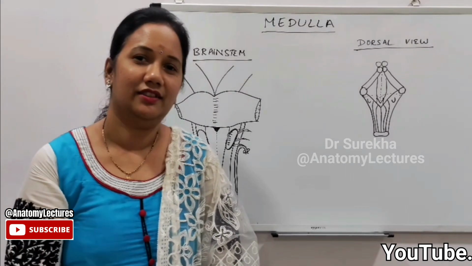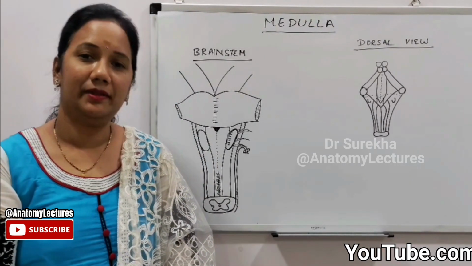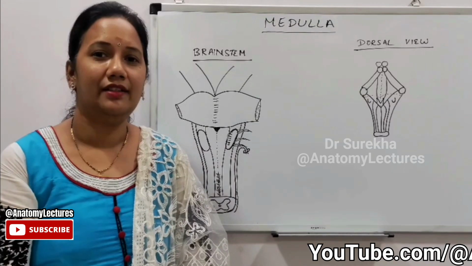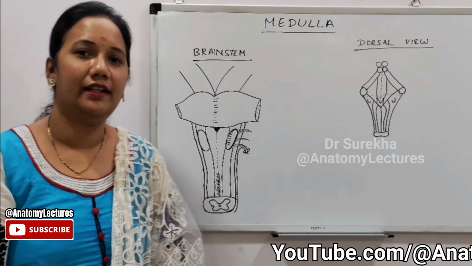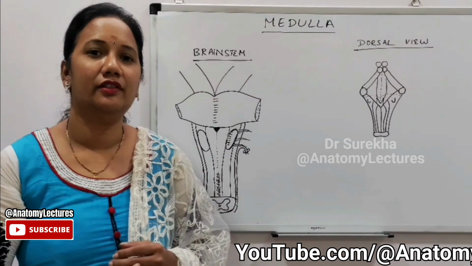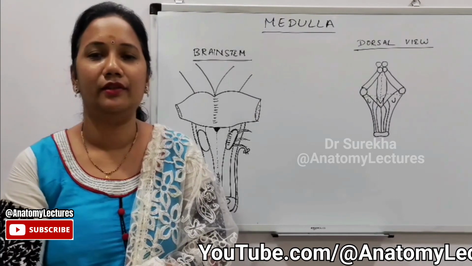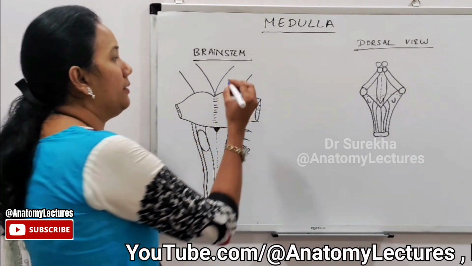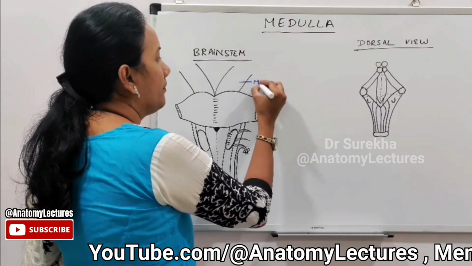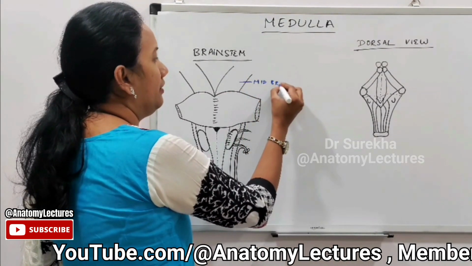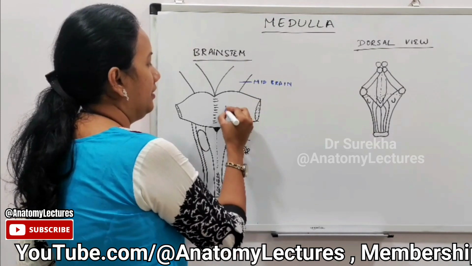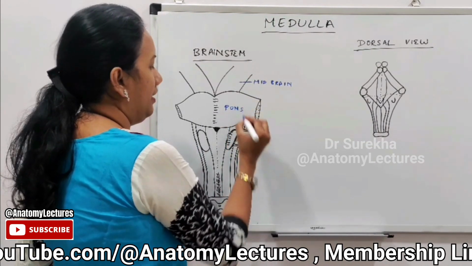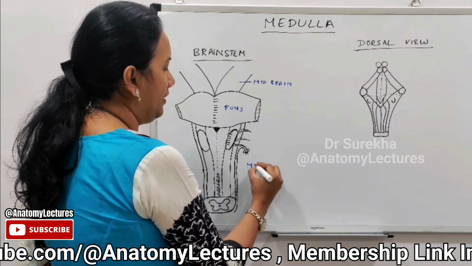Welcome dear viewers. Today we will be discussing the brainstem and the medulla in detail. Even before going into the medulla, we have a small intro about the brainstem. So the brainstem, as you know, is made up of the midbrain, the pons, and then the lowermost one is the medulla.